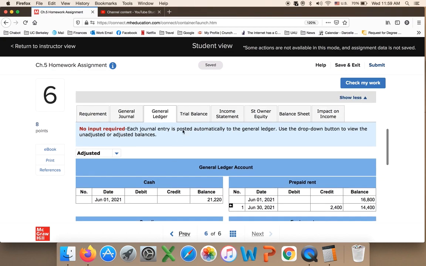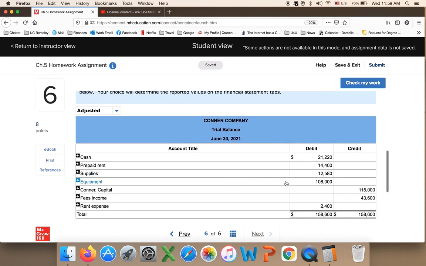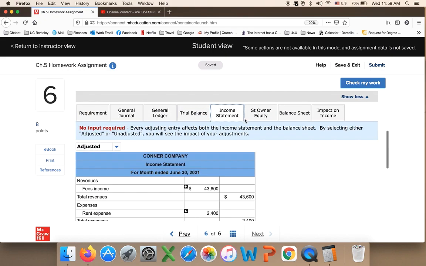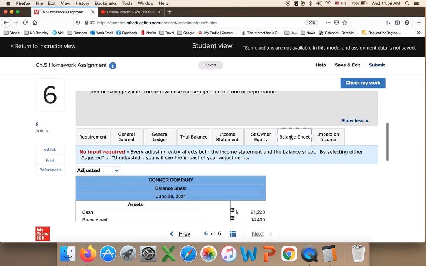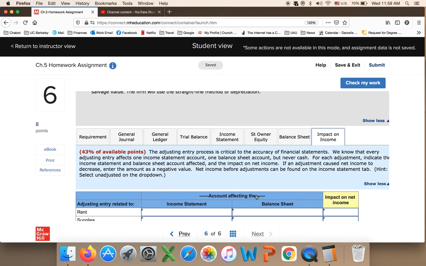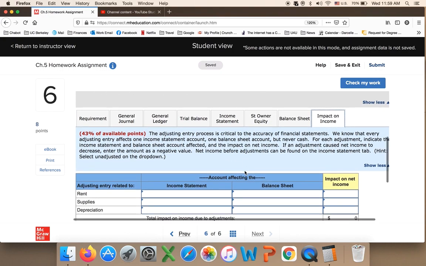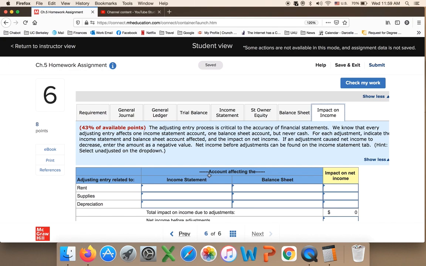So you don't need to enter anything. Trial balance, it's running it. Income statement, you see this 2,400 reappeared. Equity, so everything is run except for the last tab. And the very last tab is asking us about the impact of the adjusting entry that we just did for rent. And so this entry that we just did, which part goes on the income statement? Well, it's the rent expense.